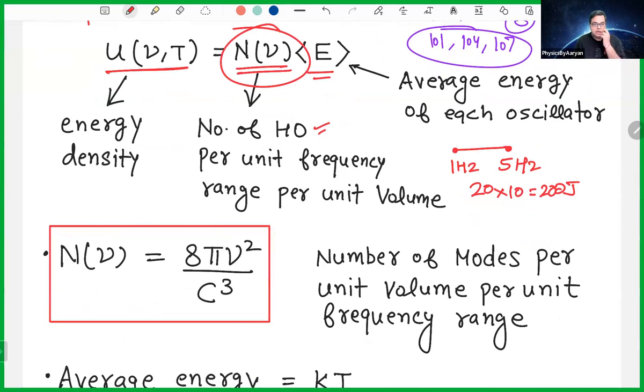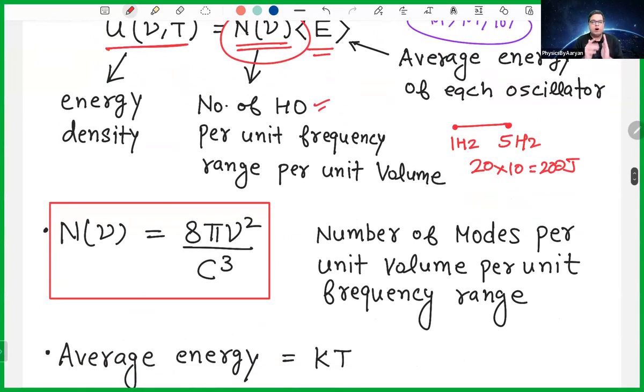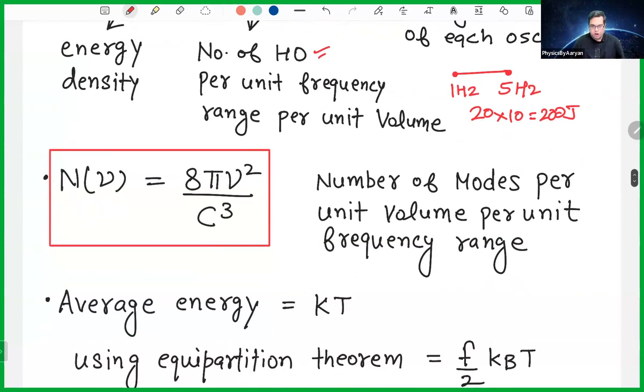We get this formula, which is 8 pi nu square by c cube, which basically tells you how much number of oscillators are there between the two frequencies. So let's say I want to know how many oscillators are between 5 hertz and 5.1 hertz. So I will put my nu here as 5 and I will get the answer. Similarly, if I want to know between 10 and 10.1, I will put the value 10 and I will get the answer. That is okay.